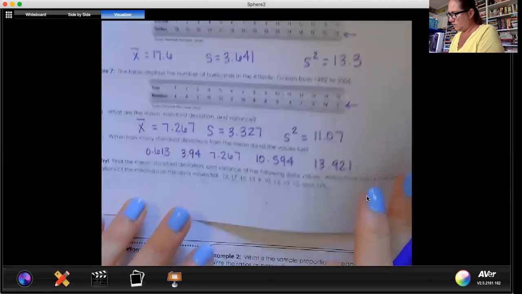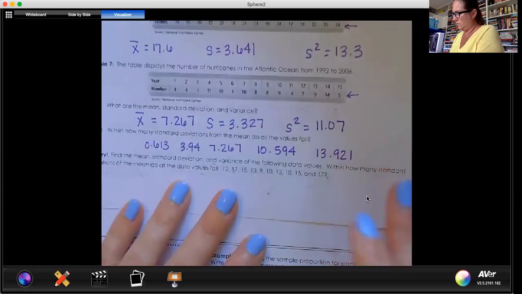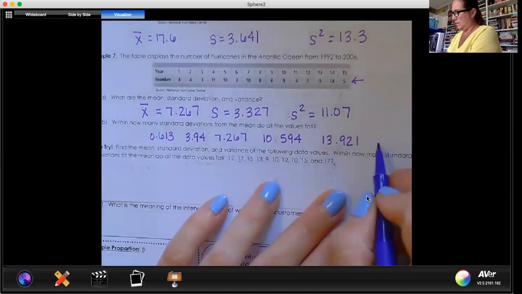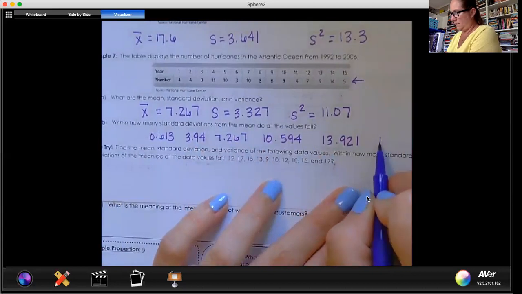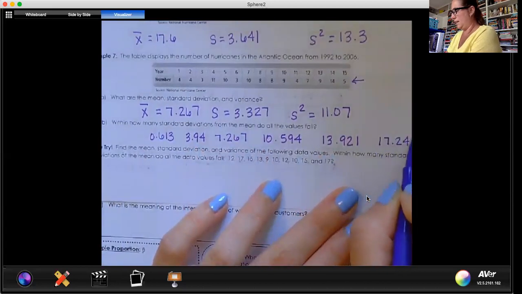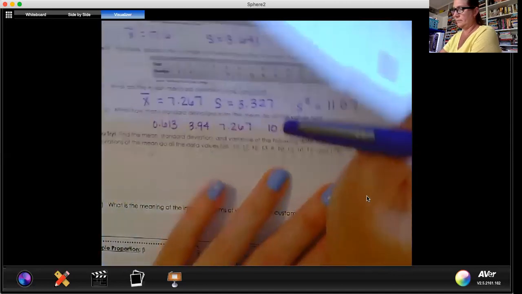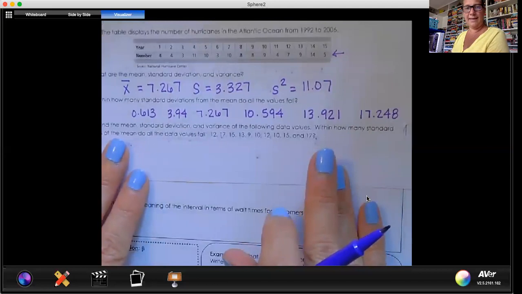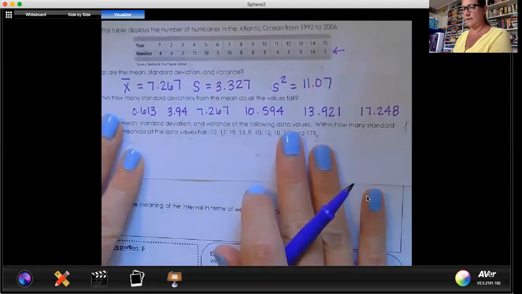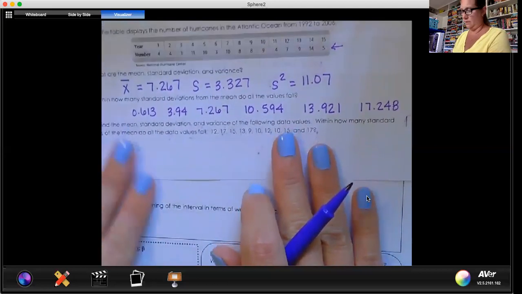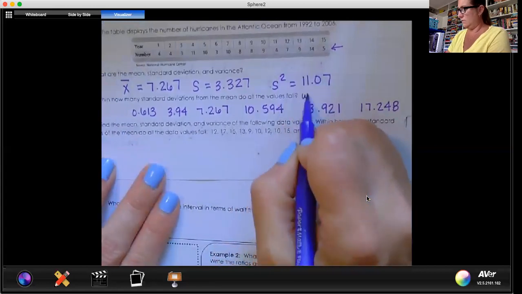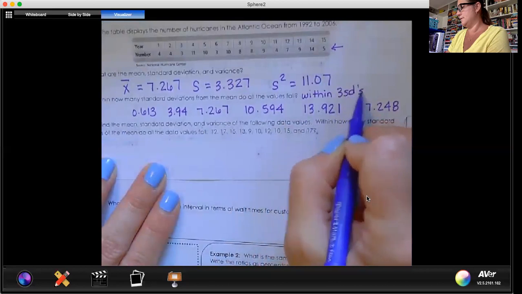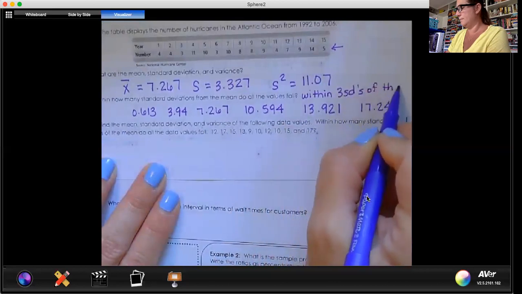And do we have numbers greater than 13? We do. So let's see, there's 1 and 2, and then there's one more. So that would be 17.248. So as we look at that, most of our data is going to fall within 3 standard deviations of the mean.